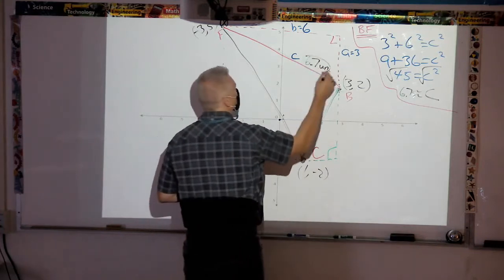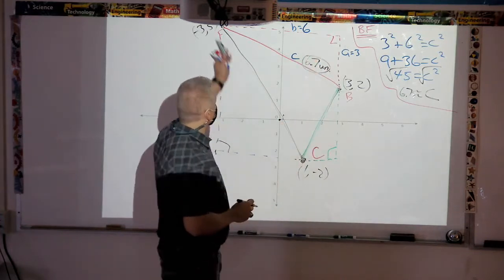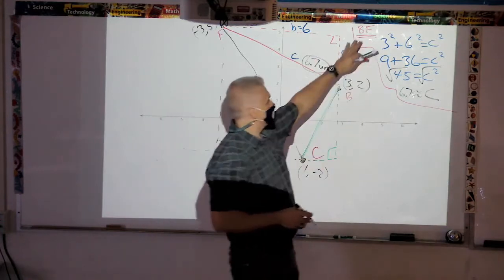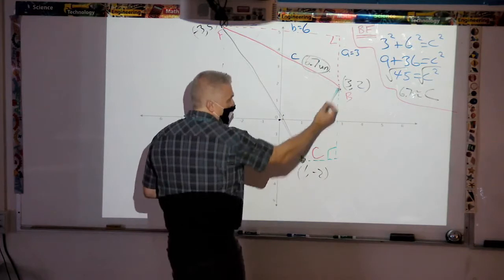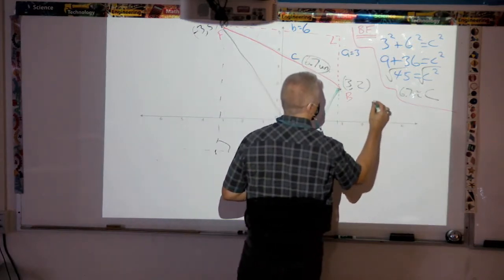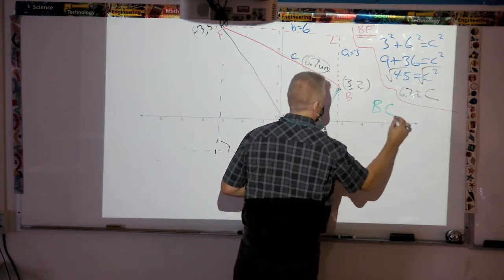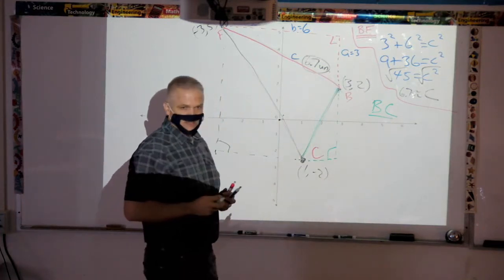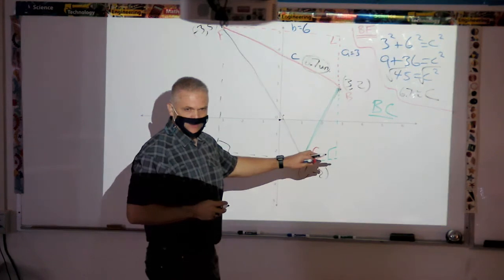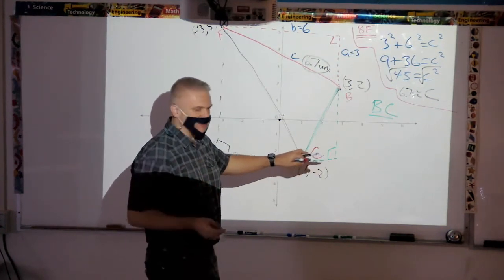6.7 units. That's C. So that's the length of BF. Now let's do it for BC. This is my green side, so I'm going to make it in green. Does anybody have the Pythagorean Theorem already done? You do, Eli? What do you have?